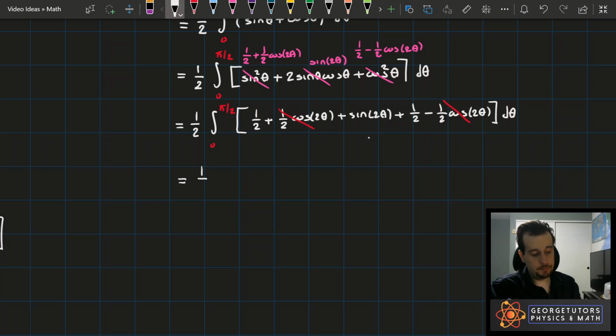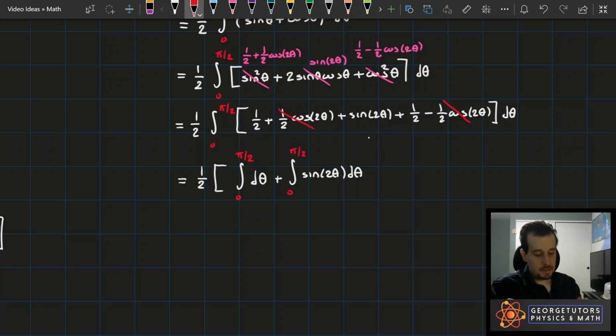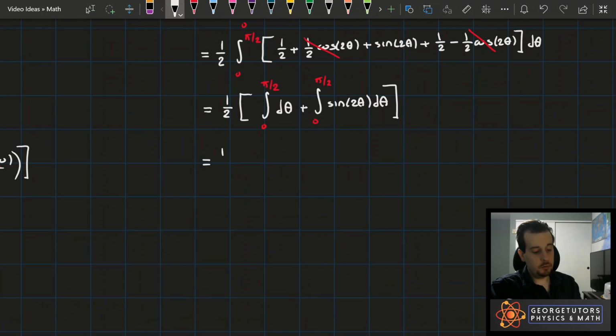If you can see here, we have the 1/2 sitting on the very outside, and now the integral being distributed. 1/2 plus 1/2 gives us 1. So we have d theta, essentially, going from 0 to pi over 2. And then we have the sine 2 theta being added here, the integral of that, between the same bounds. The cosine terms have canceled. Okay, so moving on, the integral of d theta, obviously just theta.